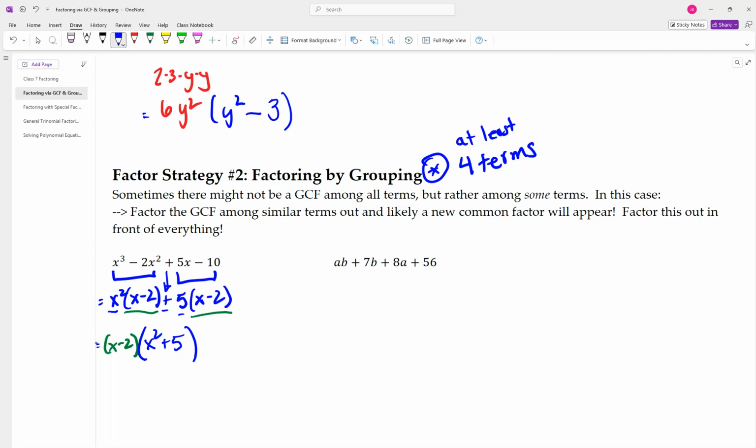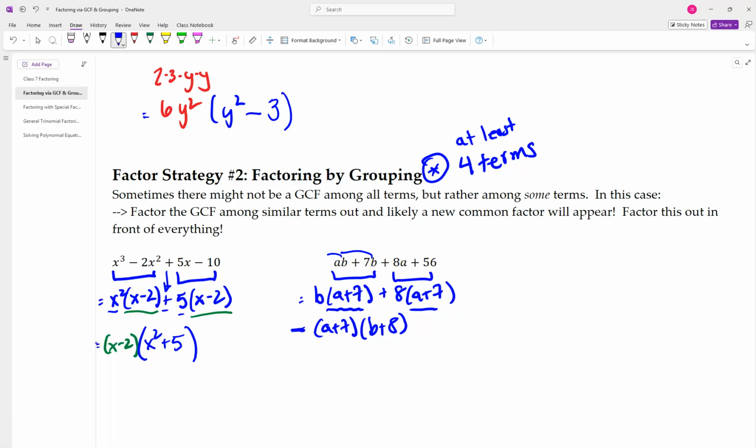Just to show you it again in another example, okay, generally you're going to chunk two terms at a time and then see what's common among each chunk. In this first chunk, let's see, I think there's a b in common, so if I pull the b back out, I'd have a plus 7. In the second chunk, 8a and 56, if I take out an 8, I'd have a plus 7. Oh, look at that. Okay. And so then the a plus 7s are in common, so that can come out in front. And then what's left over? B plus 8.